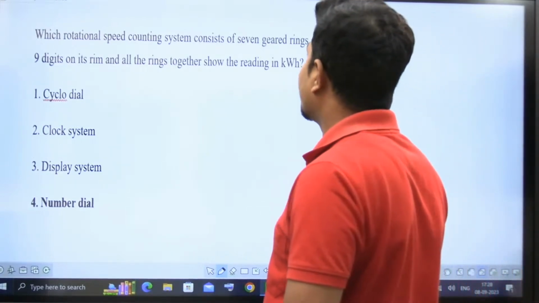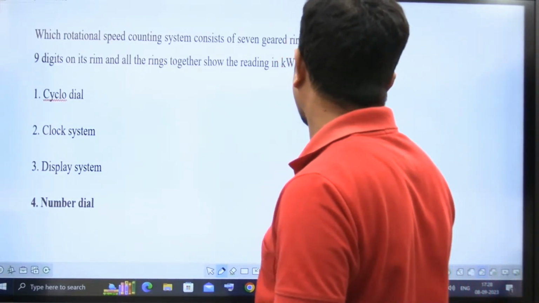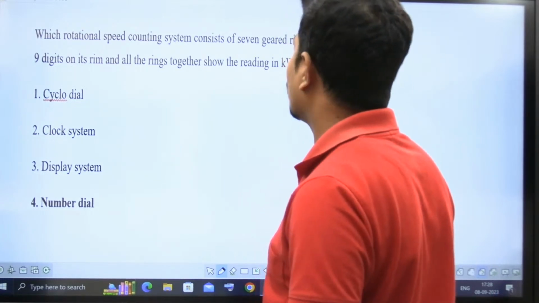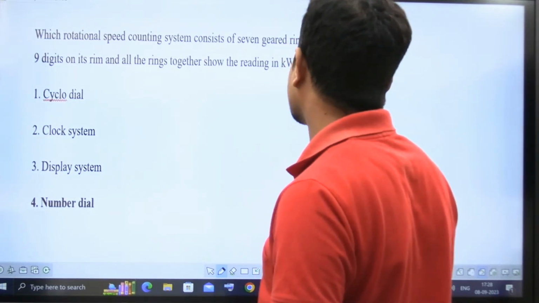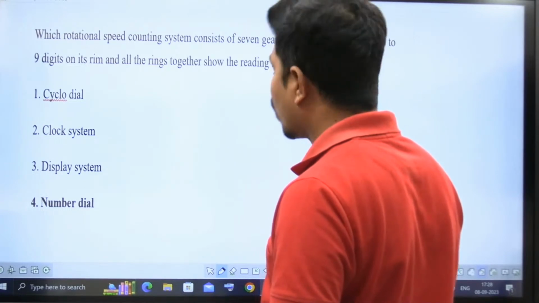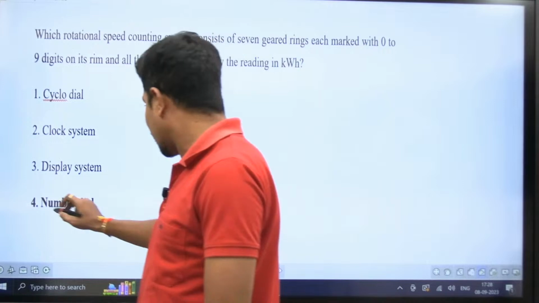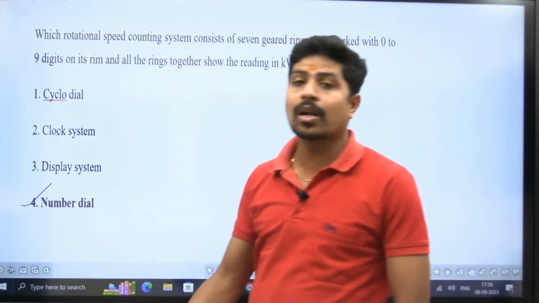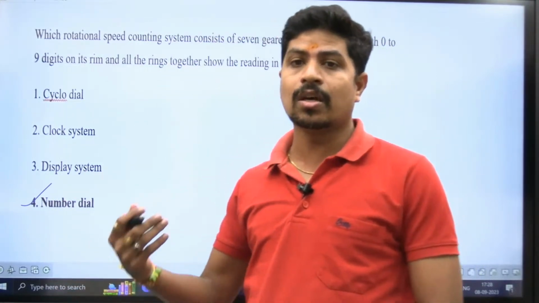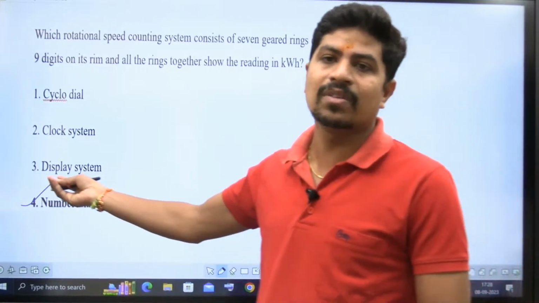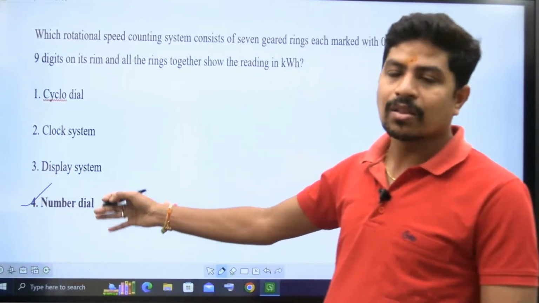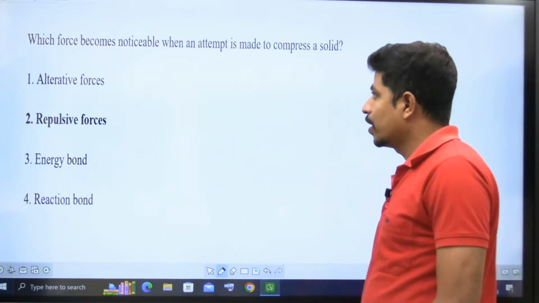Which rotational speed counting system consists of 7 gate rings, each marked with 0 to 9 digits on its rim, and all the rings together show the reading in kilowatt hour? This question is related to the energy meter. See, a number dial is required. If you have studied the energy meter in your academics, this is one of the simple theory questions to ask. There is not much explanation in that. Let's go to the next question.